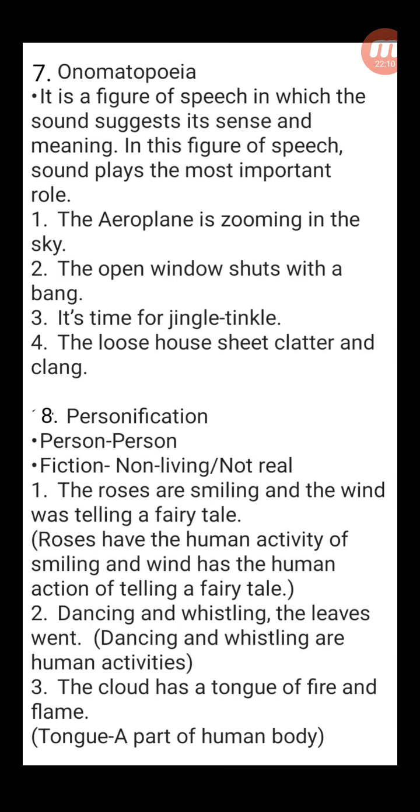Dancing and whistling, the leaves went. So here the leaves are given a quality of dancing and whistling. When two leaves rub against each other, a certain sound is created. So that is called whistling. The cloud has a tongue of fire and flame. So cloud is given a quality of a living thing of having a tongue of fire and flame.